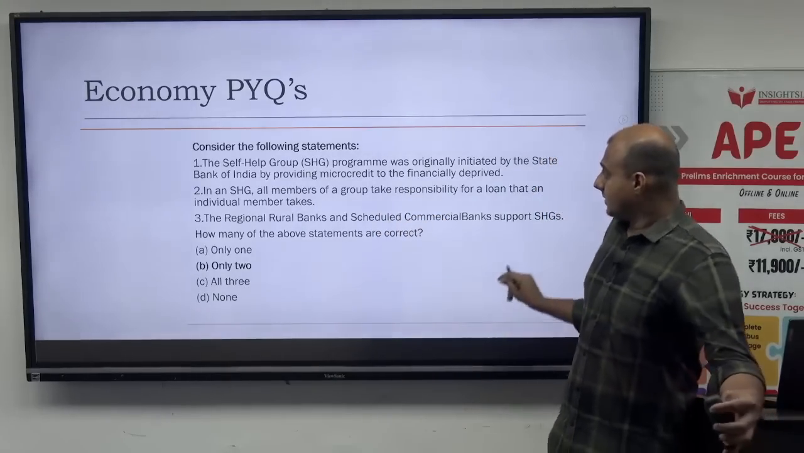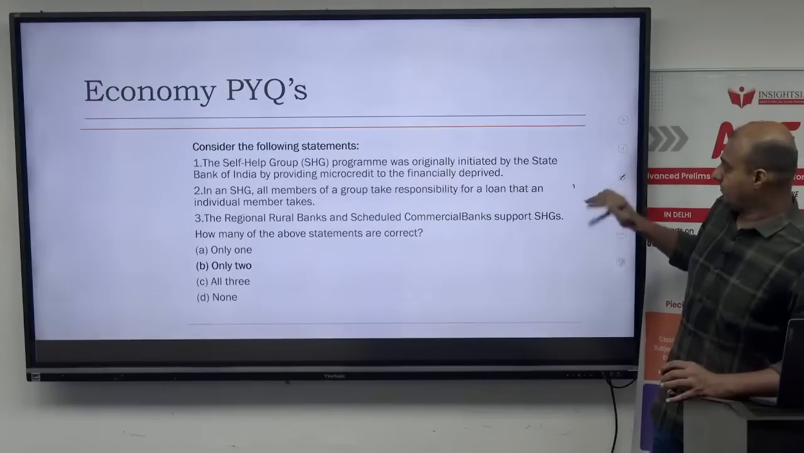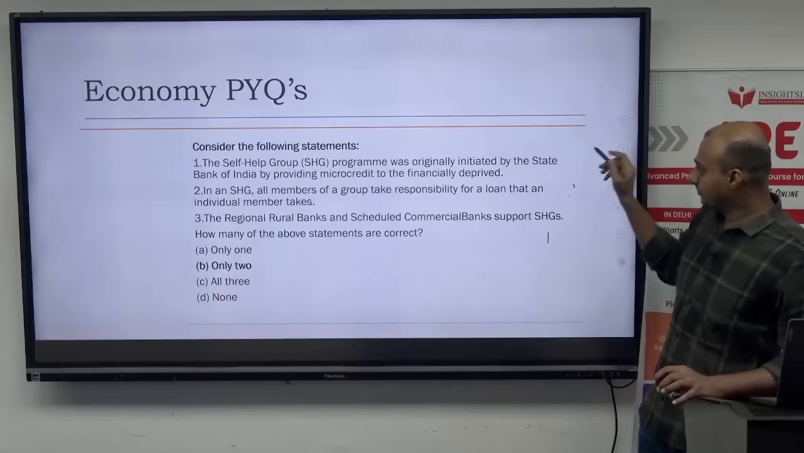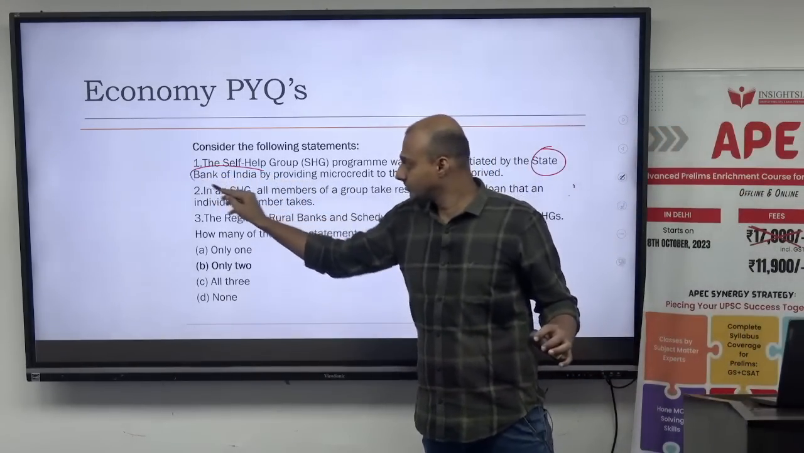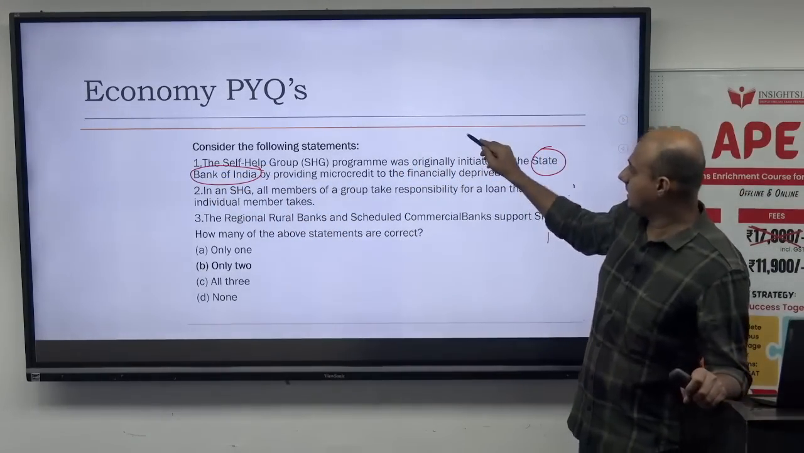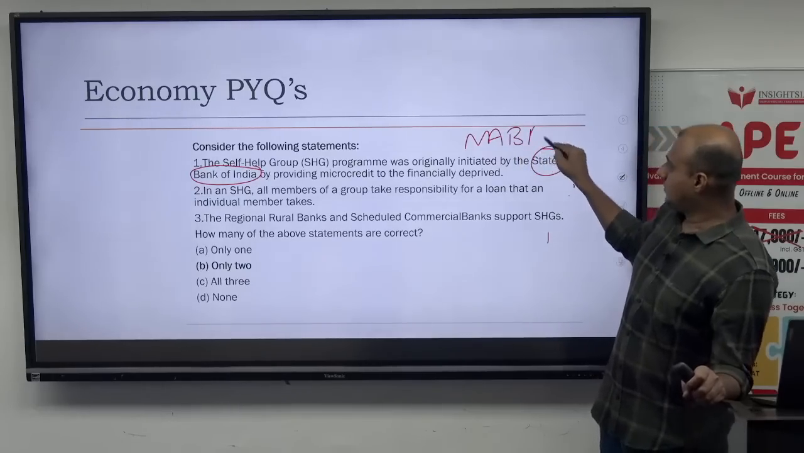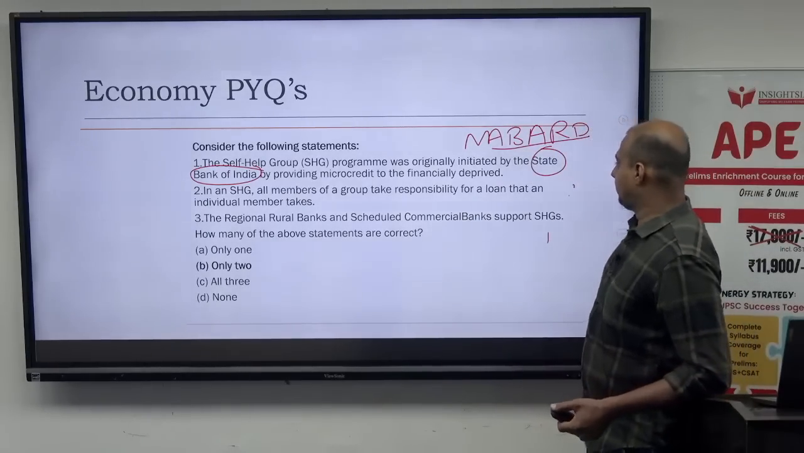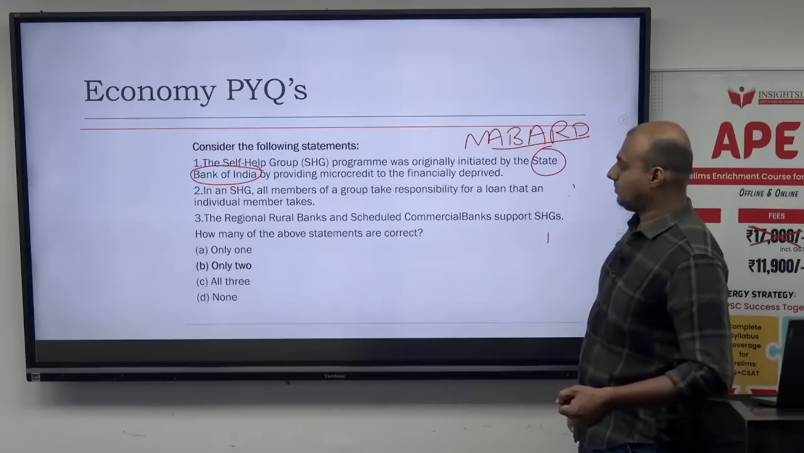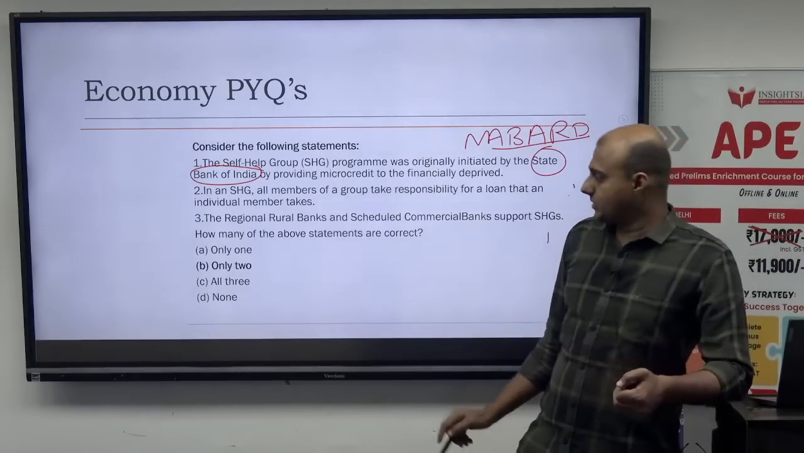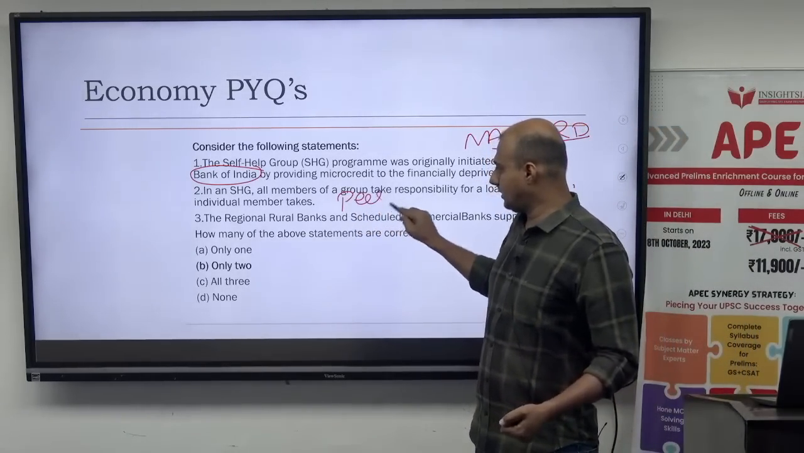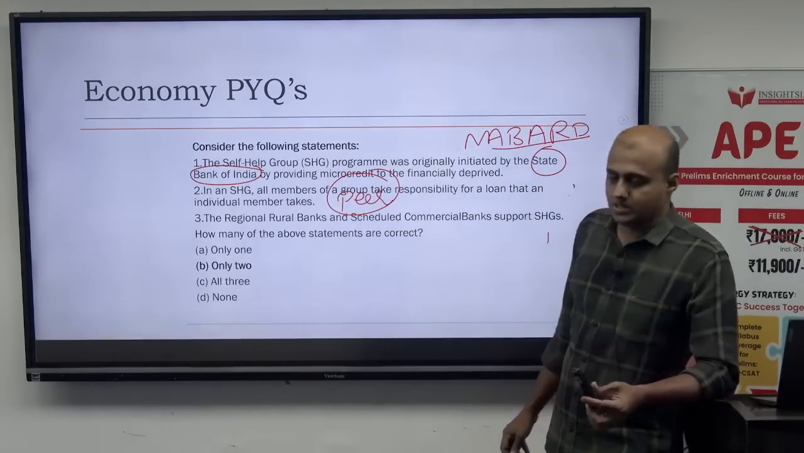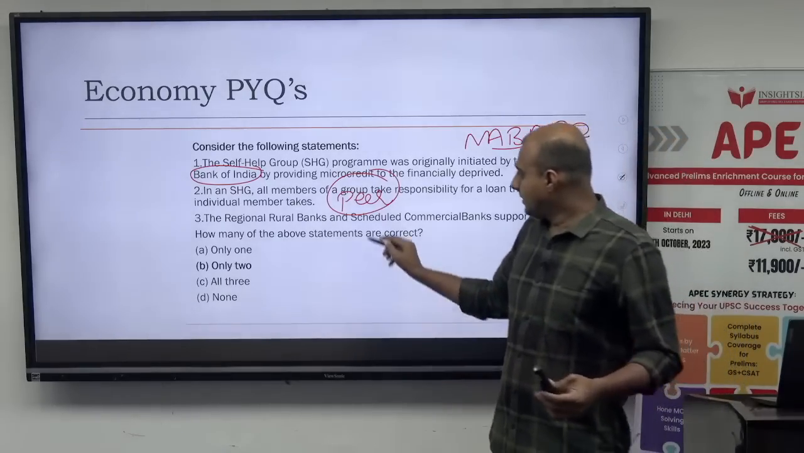First statement. It was the NABARD SHG Bank linkage program. In an SHG, all the members take the responsibility for a loan that an individual member takes. Obviously, because that is what you call collective responsibility, that is what is in a kind of peer group. Regional rural banks and scheduled commercial banks, of course they will support it. RRBs. Remember that very famous concept itself.